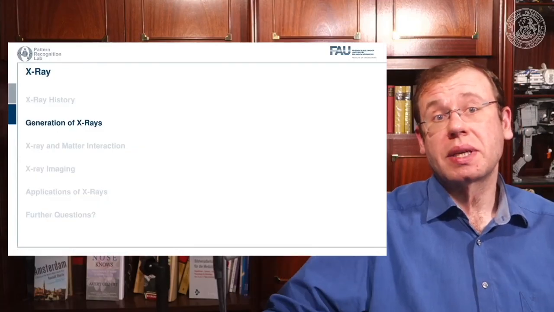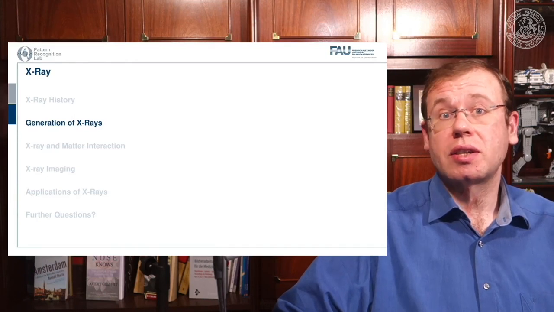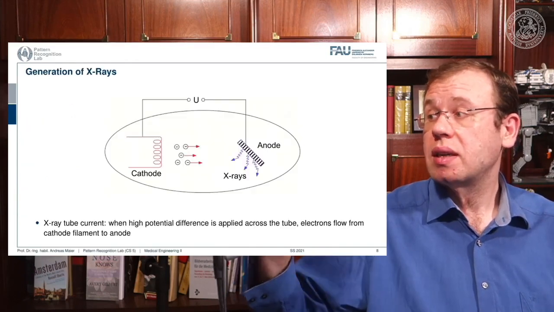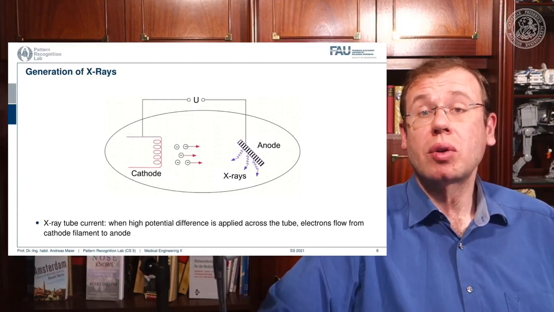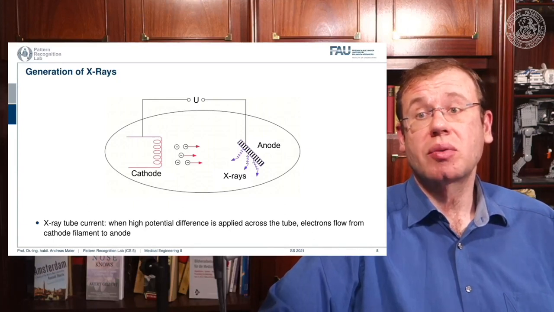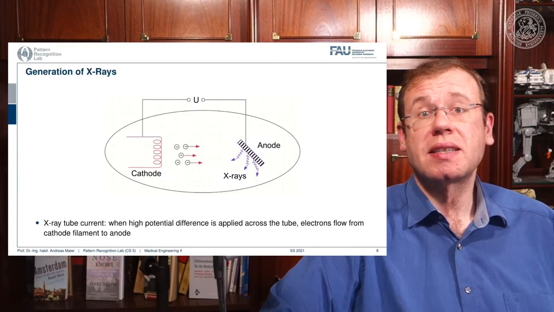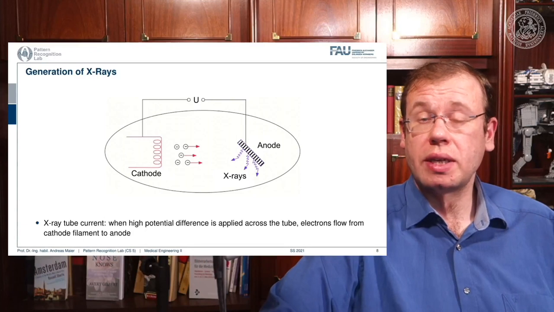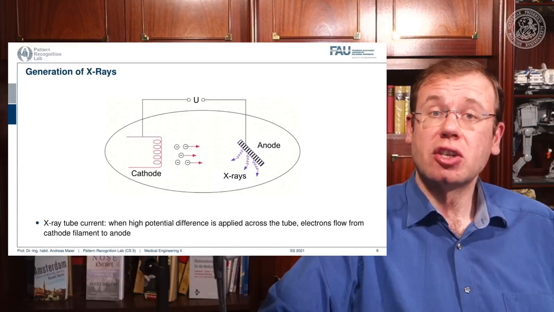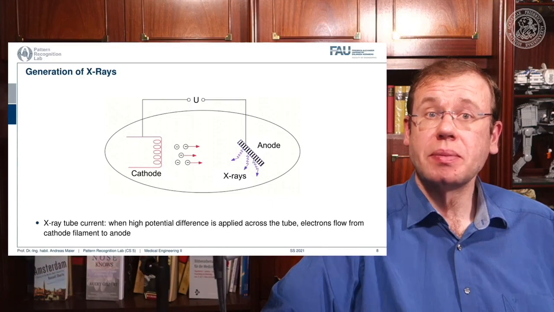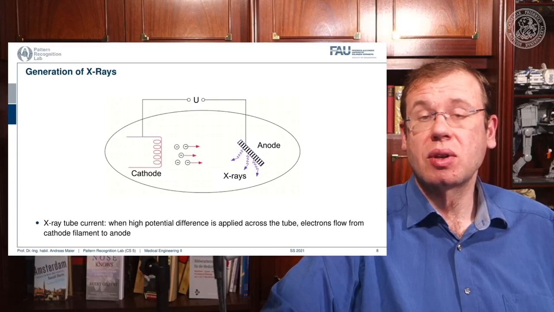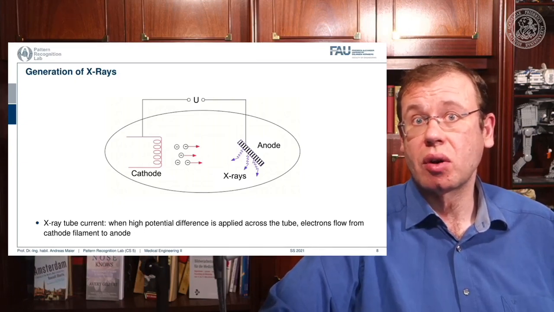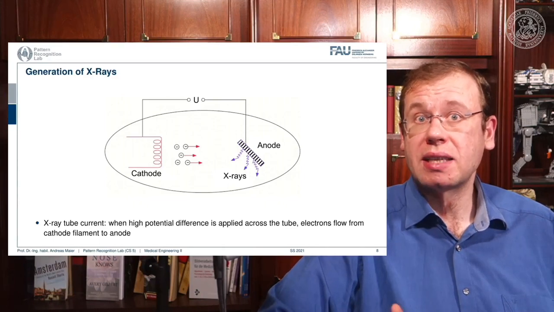Now let's start at the very beginning, and the very beginning is the generation. What did Röntgen actually discover? He discovered that when he applies a voltage to a kind of vacuum tube with an anode and a cathode, some strange radiation is emitted. What he found is that this radiation is darkening photo plates. These are plates that you can also use in photography, and they react with light.